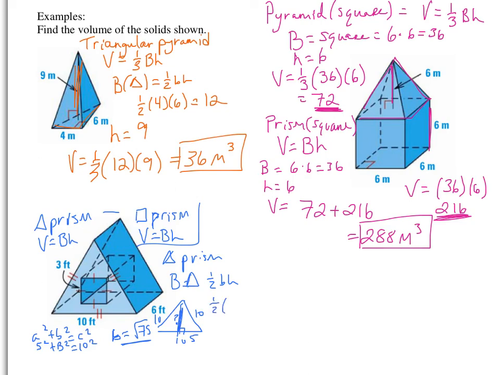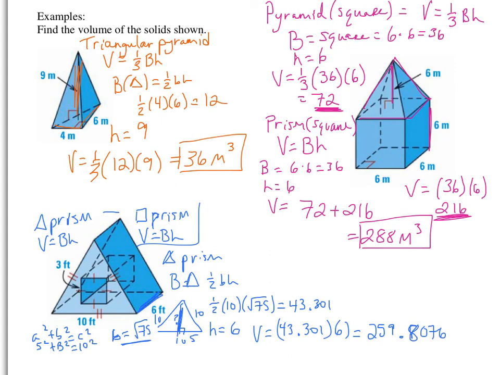So our 1/2, the base of my triangle is 10. The height of that triangle is what we just found, so the square root of 75. And my total there is 43.301. So that's our capital B. The height of my triangle prism, think of spaces between the bases, is 6. So my volume for this is, we're taking our 43.301 and I'm multiplying that by 6, and I end up with 259.8076. I realize our total volume of everything is going to be less than that because we're subtracting our volume of the square from it.